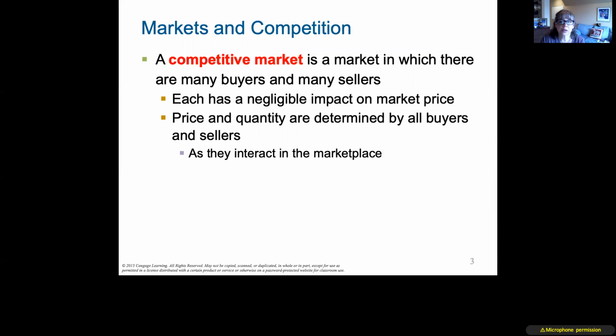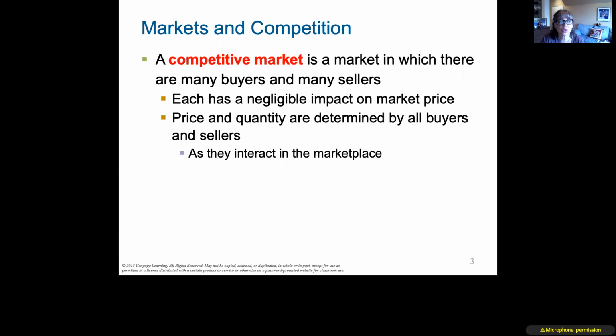There are different kinds of market structures. One of the market structures is a competitive market. This is a market where there are many buyers and sellers. Pretty much most of the United States economy runs on a competitive market. And each has a negligible impact on the market price by itself.